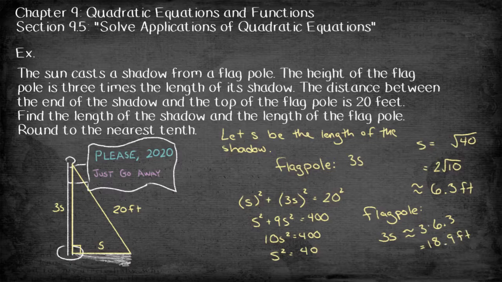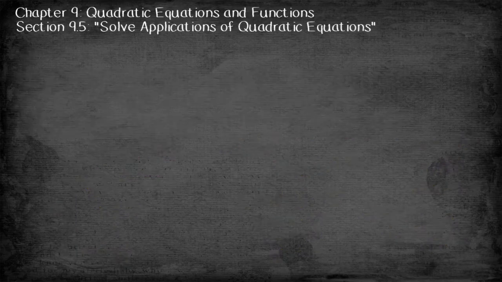So we have that the length of the flagpole is 18.9 feet, roughly, and the length of its shadow is about 6.3 feet. All right, one more. This next one's a little bit of physics.